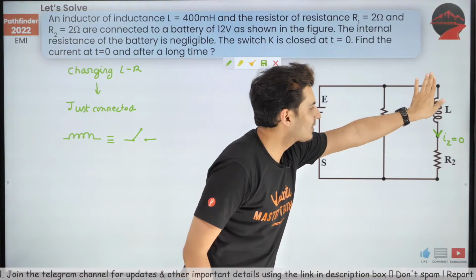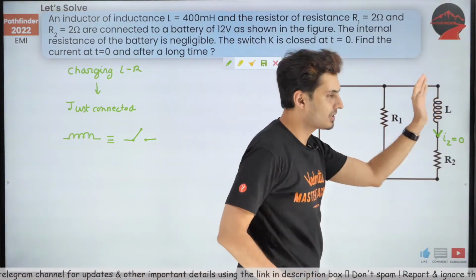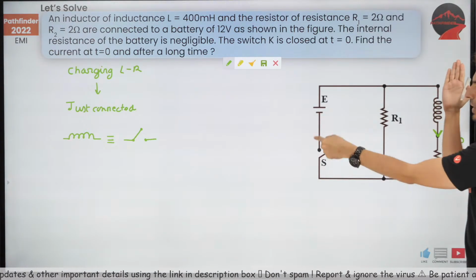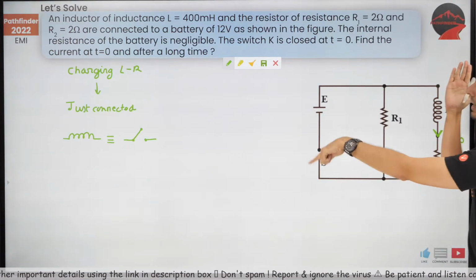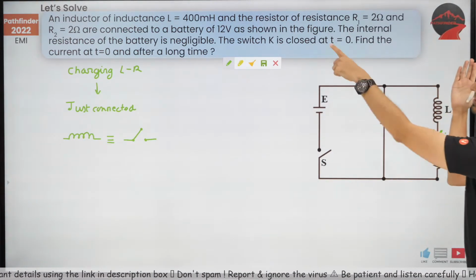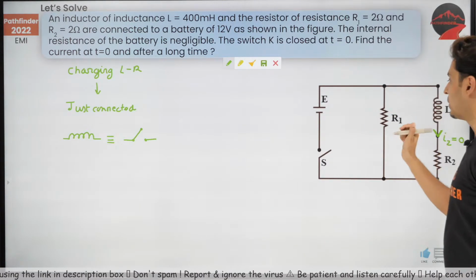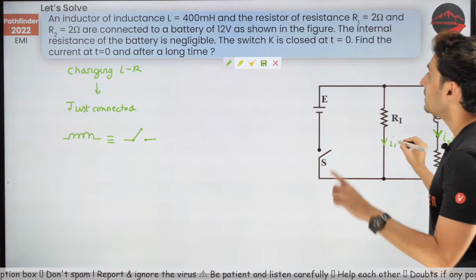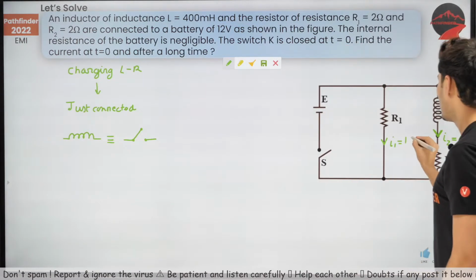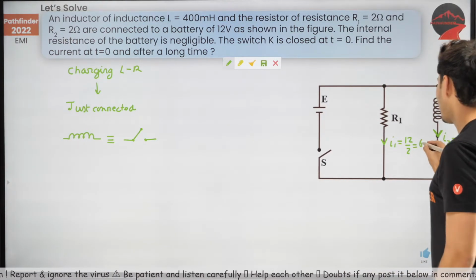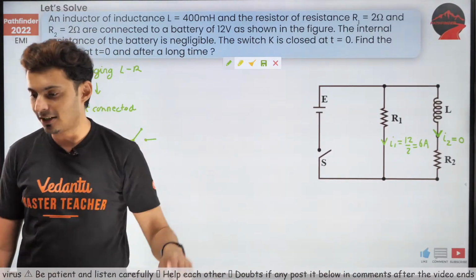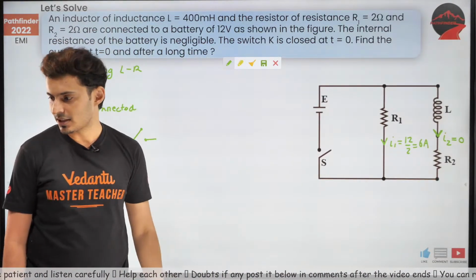If you just mentally hide this part, only this much circuit is there. So guys, what will be the current in this circuit? Quickly, EMF is 12, resistance is 2 ohm. So what will be the current initially? That will be 12 by 2, which is 6 amperes. Got it? That's initially. I'm coming to LC oscillations after some time.